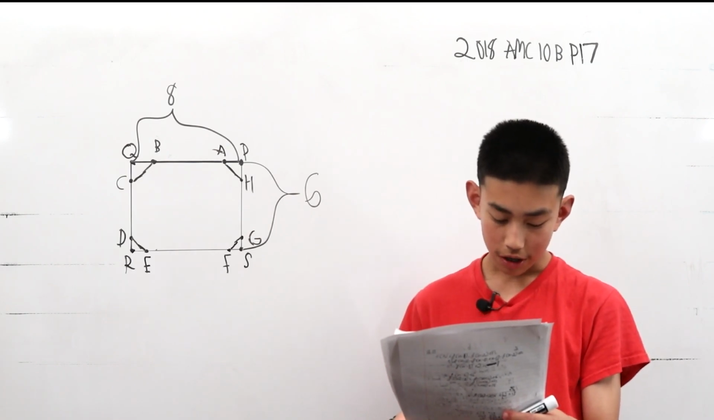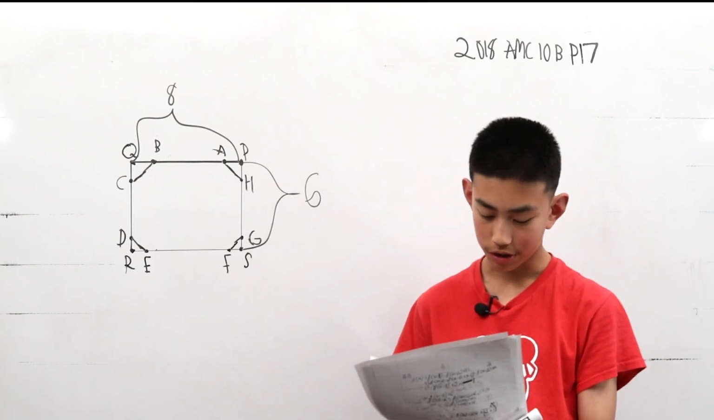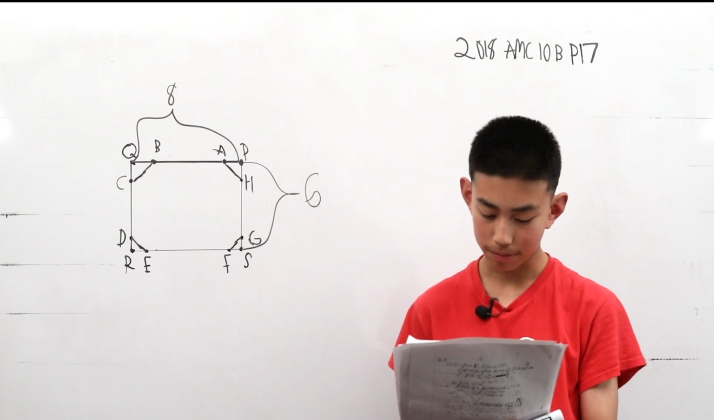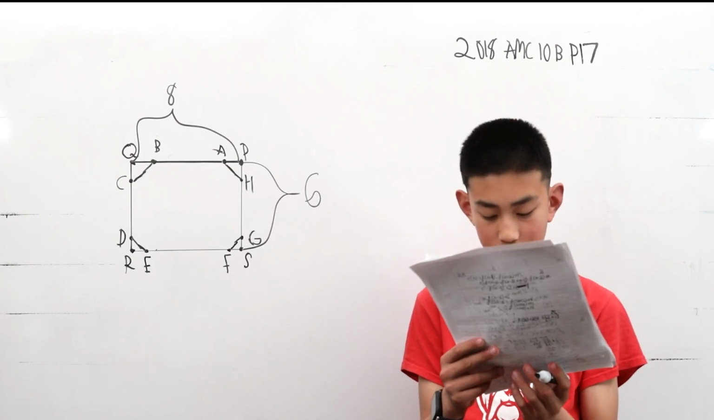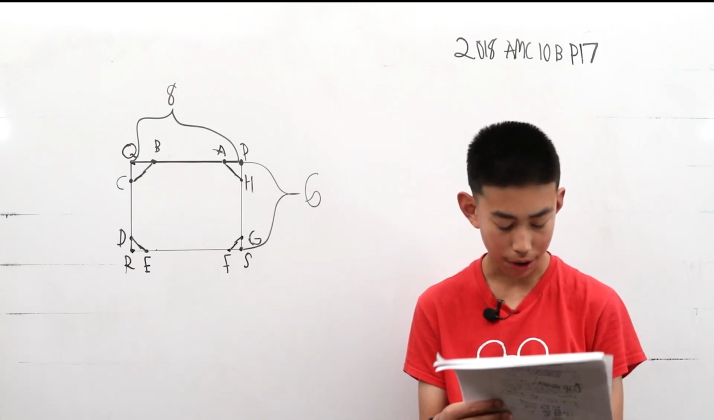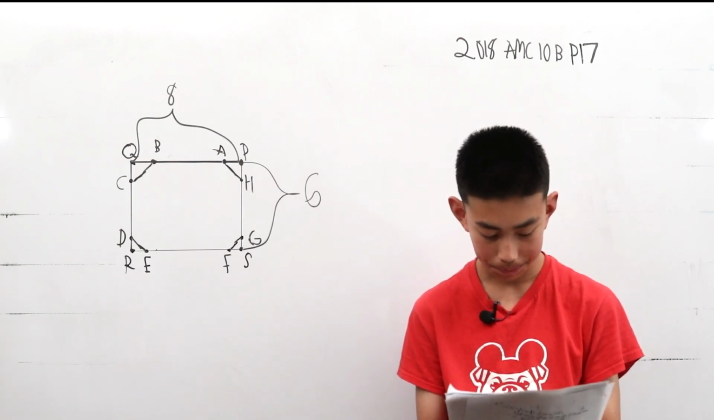The length of a side of this octagon can be expressed in the form k plus m times the square root of n, where k, m, and n are integers, and n is not divisible by the square of any prime. What is k plus m plus n?